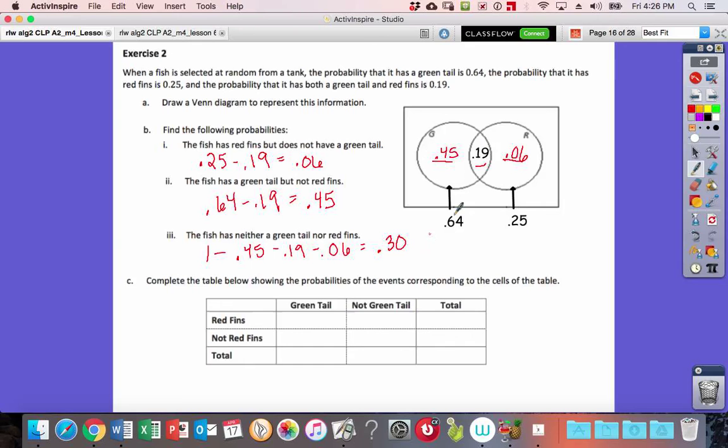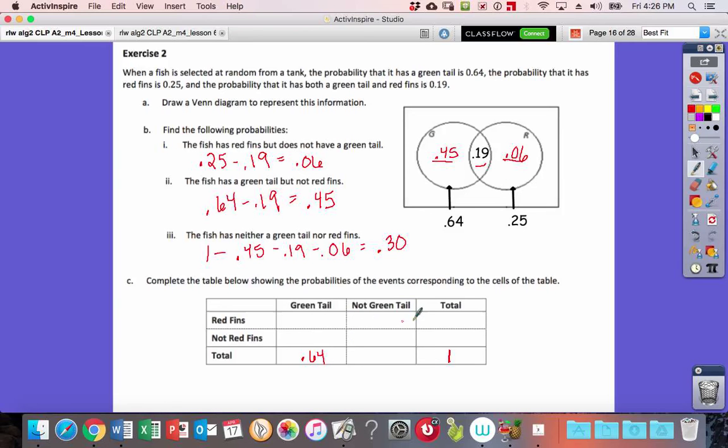Okay, so we've filled out this probability Venn diagram. Let's see if we can fill out a table for it. So we know the probability total is always 1, can't be more than 100%, which is 1. Now we know that all the green fish, okay, it's got a green tail. I'm going to say fish. It's green tails. So green tails here, I'm going to put as 0.64. Okay. And all of them with a red tail.